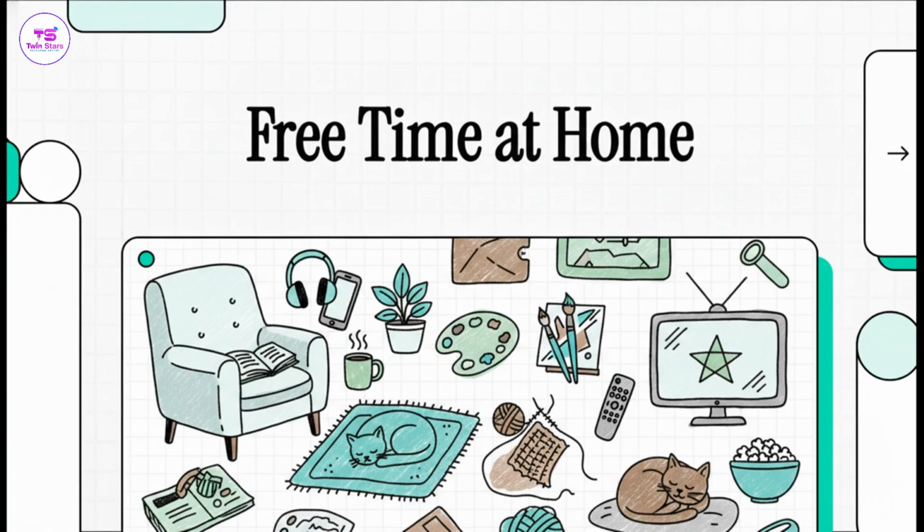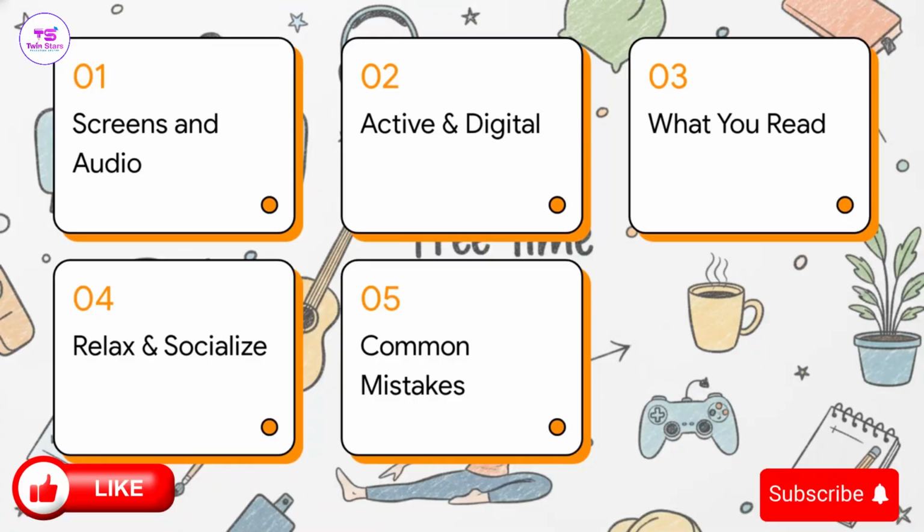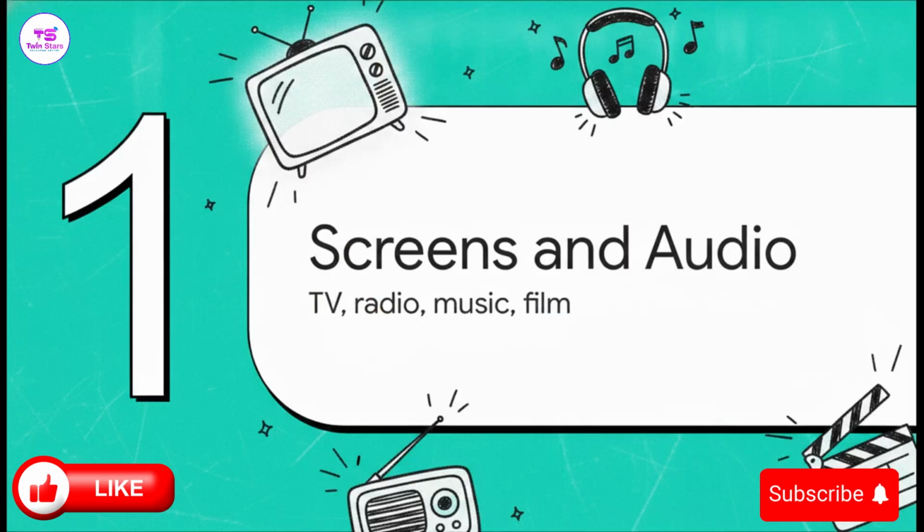We are diving straight into Unit 25 today, which is all about free time at home. Okay, here is our quick roadmap for today. We're going to look at screens and audio, active and digital hobbies, what you're reading, how you relax and socialize, and then we'll wrap up by fixing some really common mistakes language learners make. All right, part 1, screens and audio.